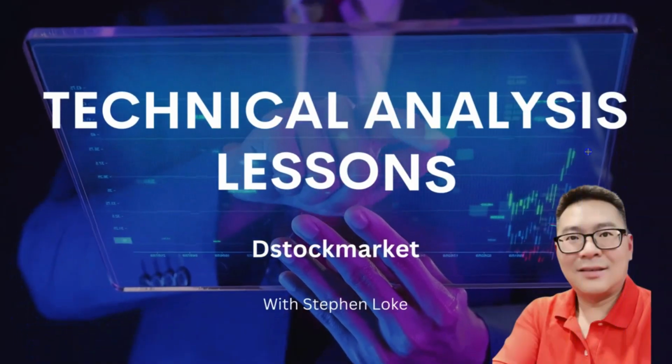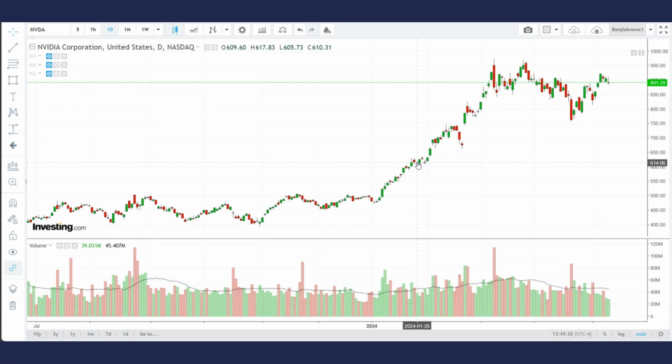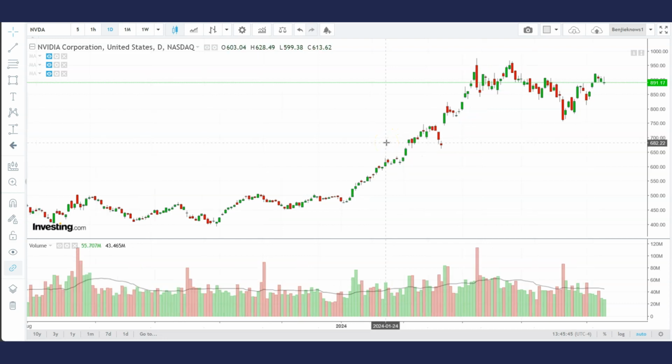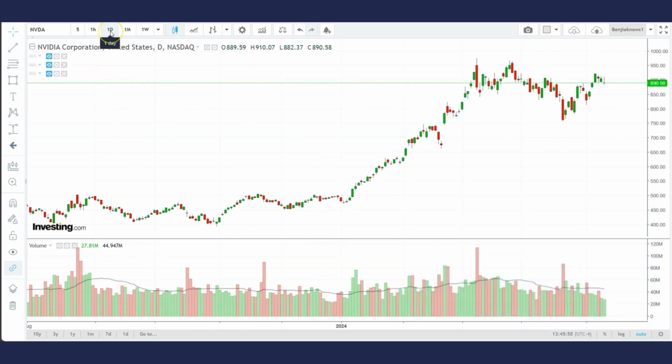Hello, in today's lecture I'll be talking about the ascending triangle chart pattern. This is a very powerful pattern, and if you catch a stock making an ascending triangle while in an uptrend, you're going to have a very big winner. Now this is the daily chart of NVDA. You can see that it's daily: it says 1 day, ticker symbol NVDA.